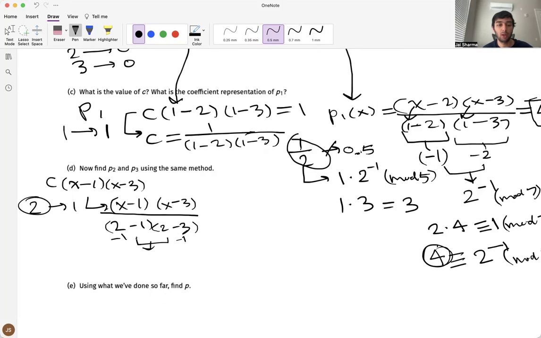2 minus 3 is -1. Multiply them both out, you get +1. Sorry, that's my mistake. This is 1, +1, +1. And then this one is -1. You multiply them out, you get -1.